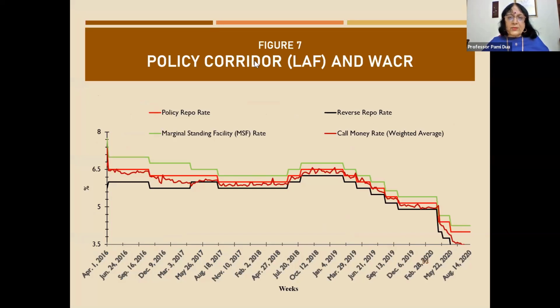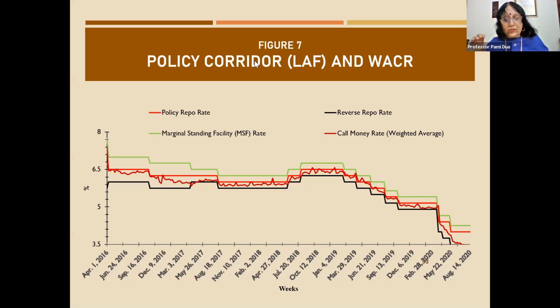So here are some diagrams to show you how the interest rates are moving together. So the red line is the policy repo rate. Then the ceiling of this corridor is the green line, which is the marginal standing facility rate. The floor of this corridor is the reverse repo rate. And then what we are trying to manage on a day-to-day basis is the call money rate, which is this rust color line. So you can see the rust color line is moving along the red line. So that is how we have been able to control the weighted average call money rate.